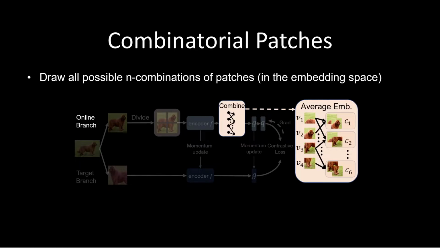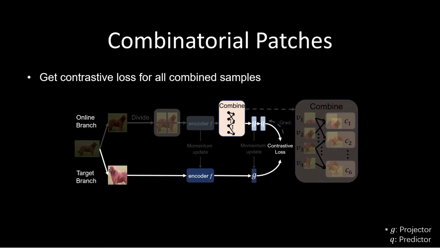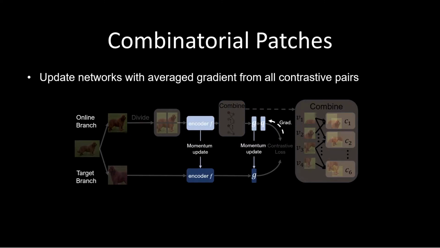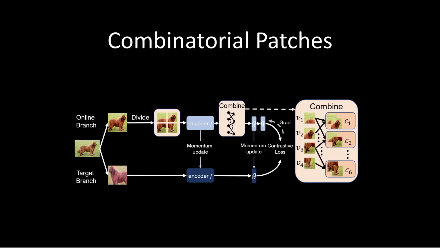In our experiments, the amount of embeddings belonging to the same image is usually small, 4 specifically in the default setting. We simply take all possible n combinations of those embeddings and average them, where n equals 2 in the displayed case. These representations retrieved by combinations are used as the actual samples for contrastive learning. Then, we update the online branch network with averaged gradient from all contrastive pairs, and a momentum update for the network on the target branch. This is the overall pipeline for the proposed method.